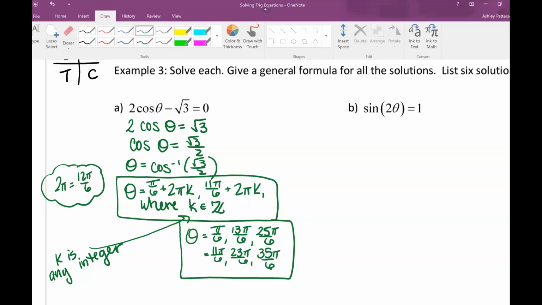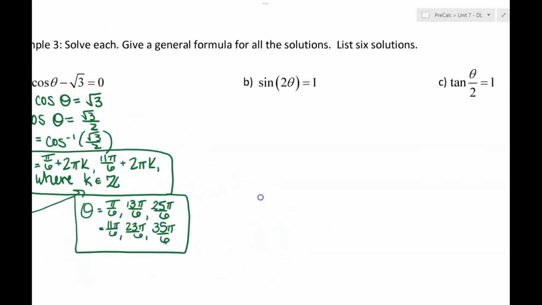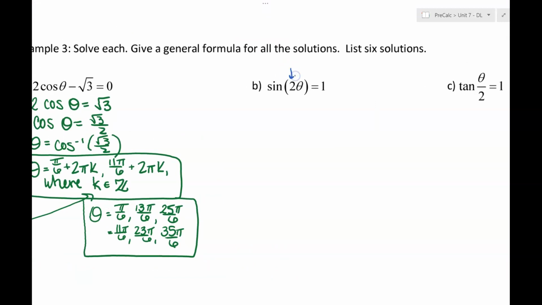Nice. Okay, sine of 2 theta. Yes, you notice right away there's a b value. So we're going to say that 2 theta is equal to the inverse sine of 1. Now this is going to be a little bit different because 2 does affect the period. It's going to compress it by 1/2. But we're not trying to find solutions within a specific range. So we'll write it out, but we're not going to have to list all of the values and then cancel out the ones that are beyond our domain values. Okay, so 2 theta, where is inverse sine 1? At pi over 2.